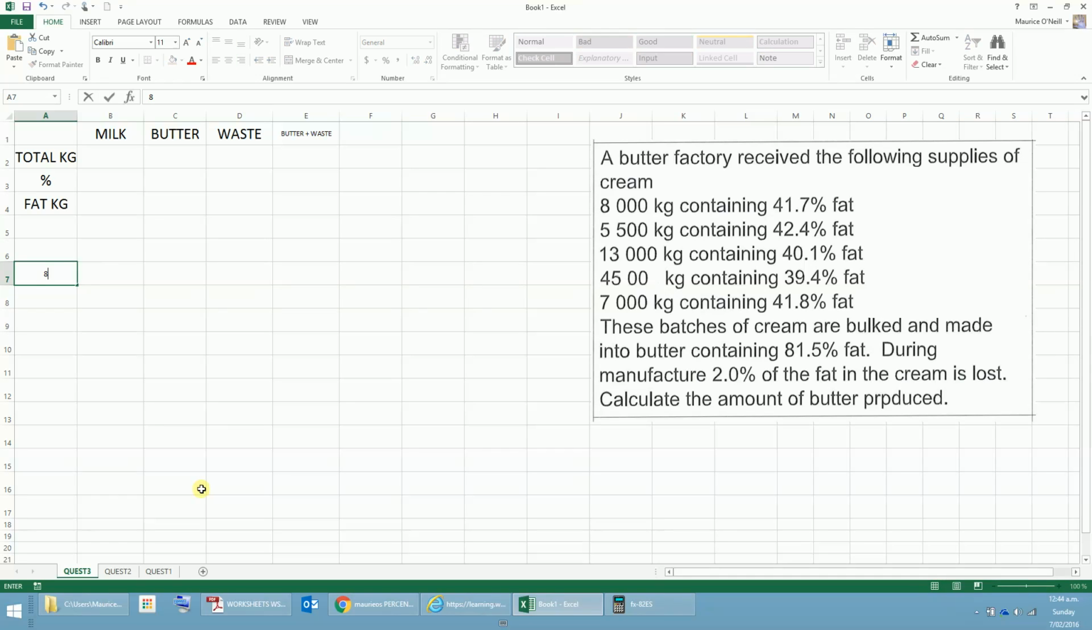So let's just type in the 8,000 there. We'll just see if we can get these to a slightly higher font, 14 or something. 8,000. What do we got here? Oh, 20. Okay, so let's go to 20, just to be consistent. Okay, so we've got 8,000 there at 41.7. Enter. 41.7%.